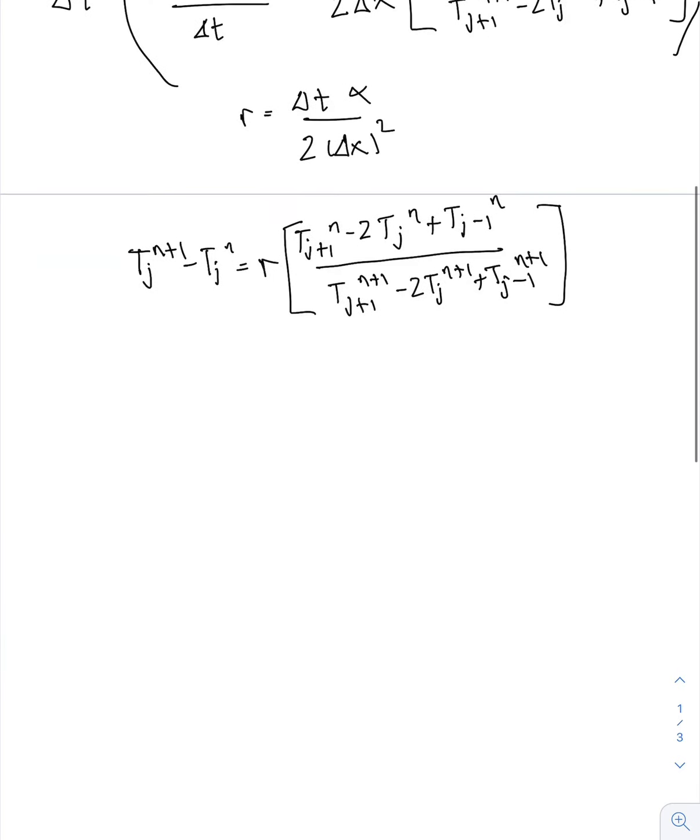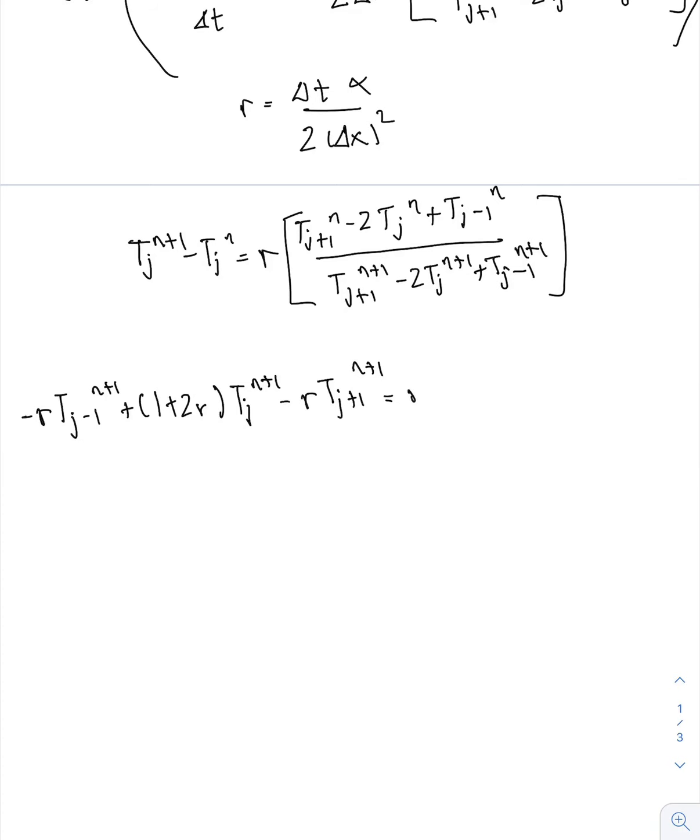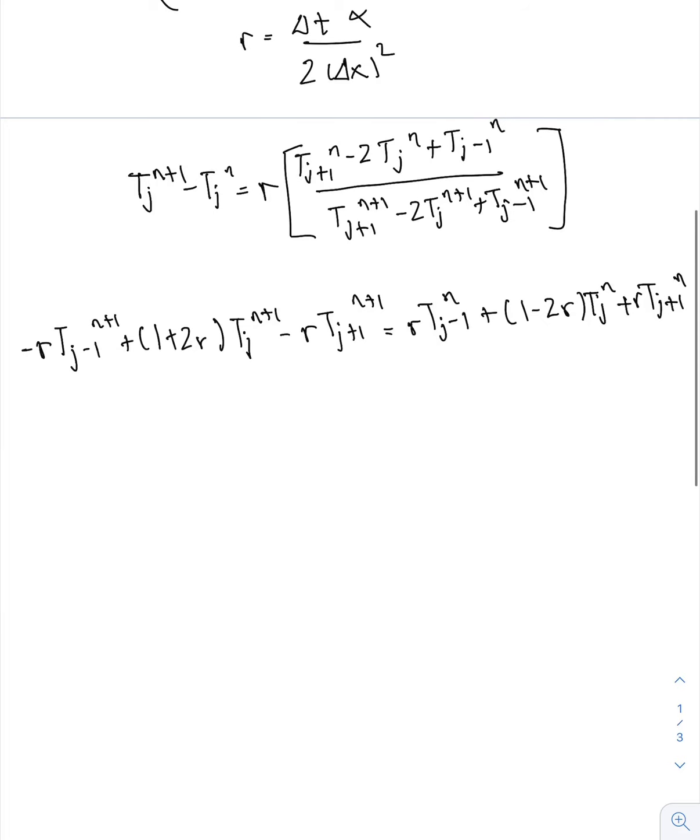Okay, we can further rearrange this by writing negative r Tj minus 1 to the n plus 1, plus 1 plus 2r Tj to the n plus 1, minus r Tj plus 1 to the n plus 1. And that'll all equal r Tj minus 1 to the n, plus 1 minus 2r Tj to the n, plus r Tj plus 1 to the n. The left side is unknown while the right side we know, either initial or 0.